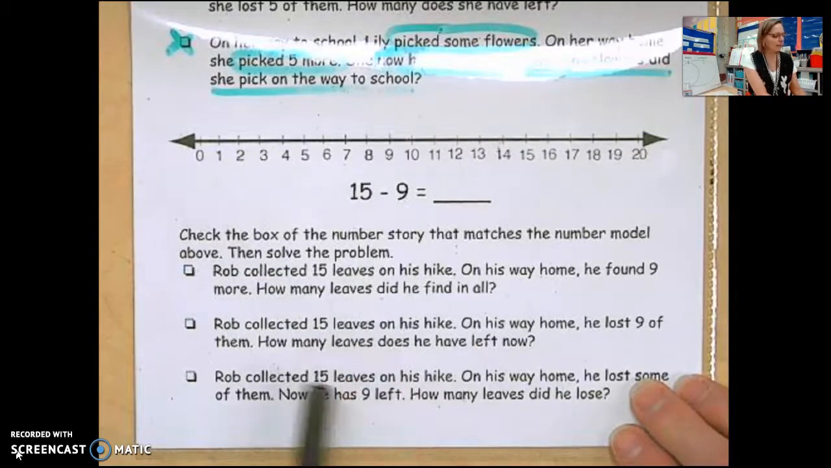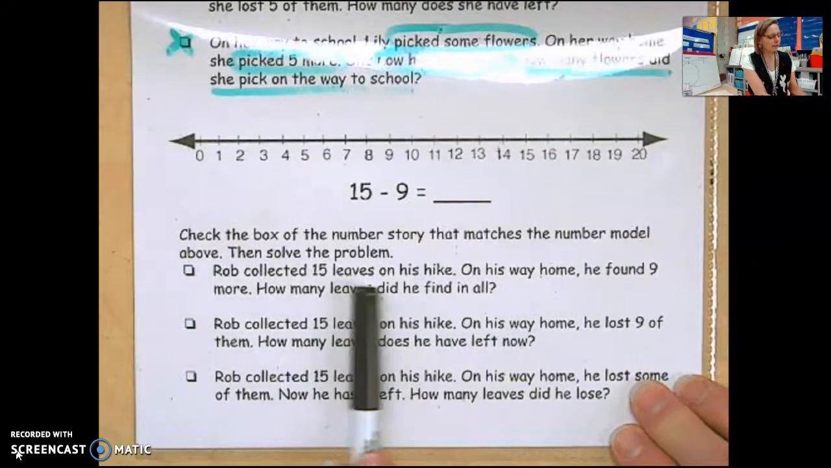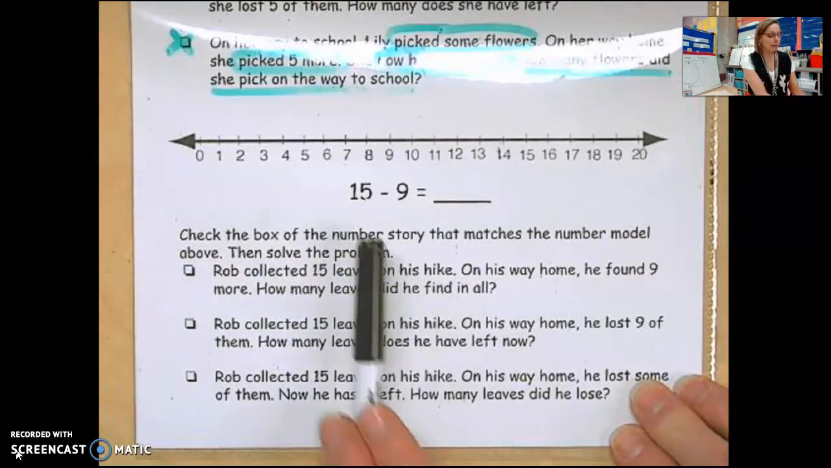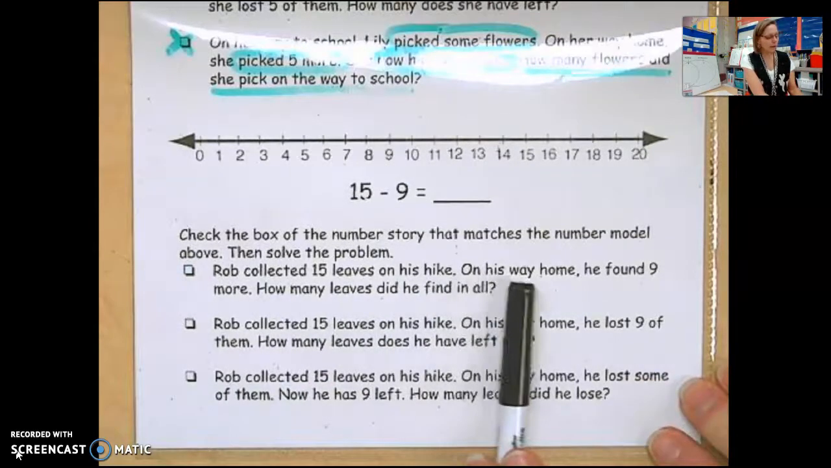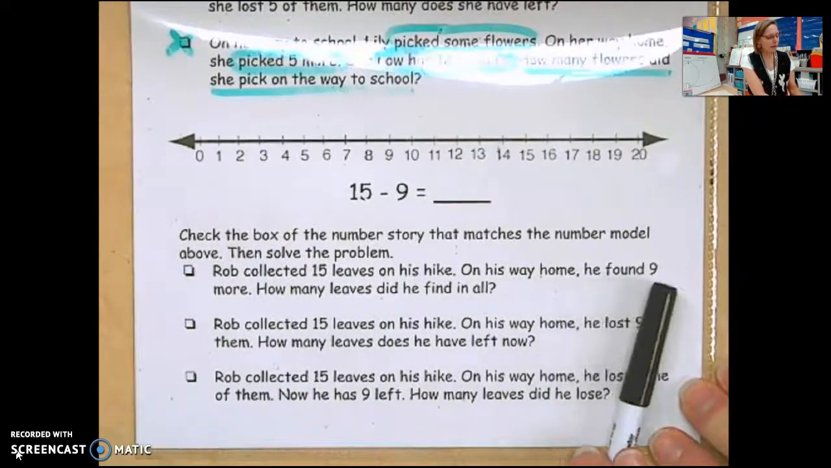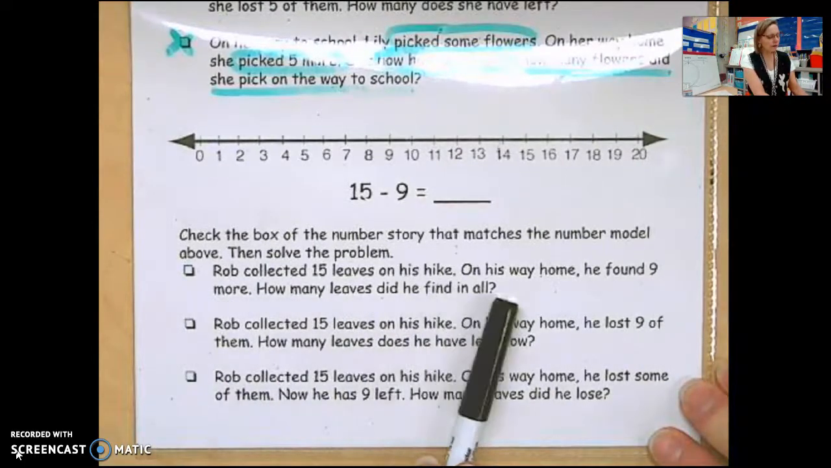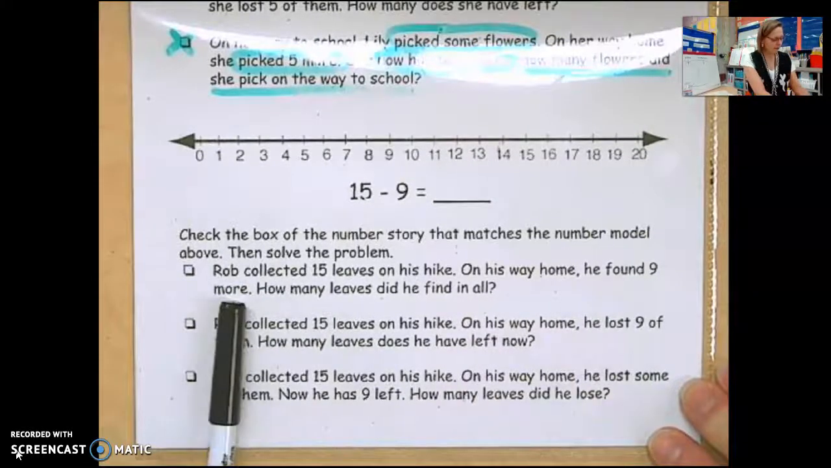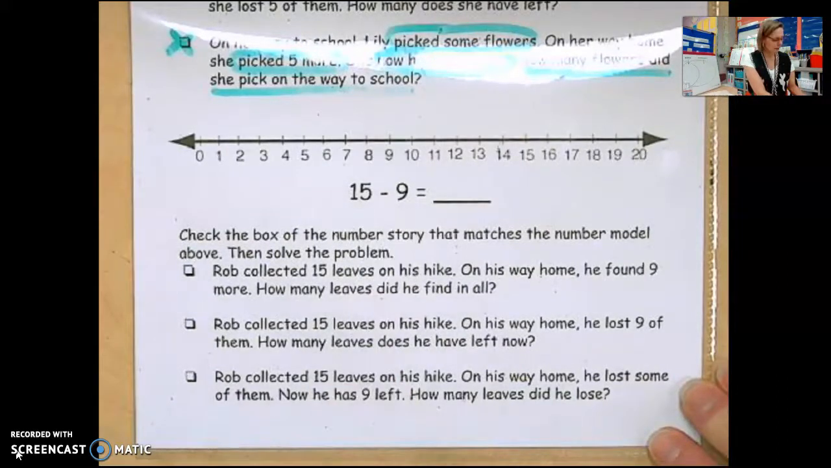Okay, let's see. Rob collected 15 leaves on his hike. Ooh, that could be it. 15 leaves. On his way home, he found 9 more. How many leaves did he find in all? Uh-oh, he found 9 more. That means we should have a plus sign right there. I don't think this is the one. I don't think so. Let's look at the next one.